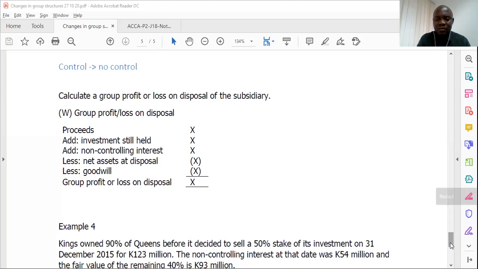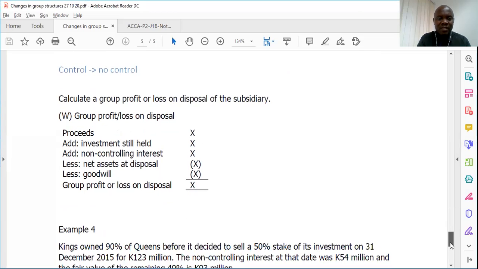So let's look at the scenarios. This is the control to no control scenario. So we have to look at the proceeds. Investments still held, we add to the proceeds, we add non-controlling interest, then less the net assets at disposal and less goodwill. It's the group profit or loss on disposal.